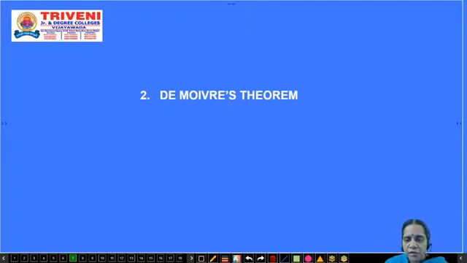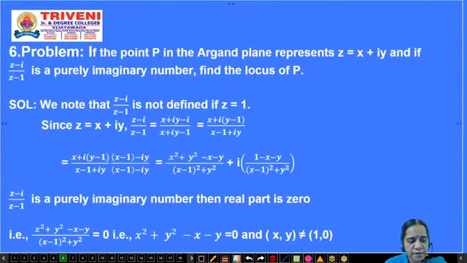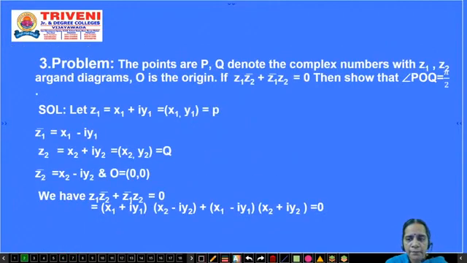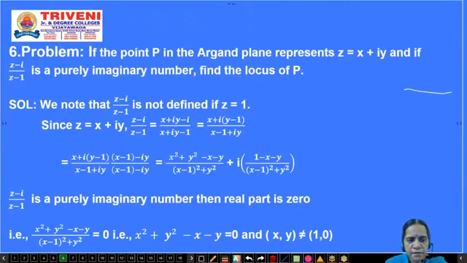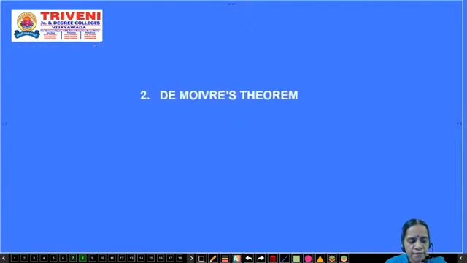Then the angle of pi by 2 is also today's topic. In the first sum, angle POQ is equal to pi by 2. This also we have to know. Then the purely imaginary sum also we have to know. Okay, and then let us go to the next one. What is De Moivre's theorem? This is the second chapter of the Maths 2A topics, De Moivre's theorem.